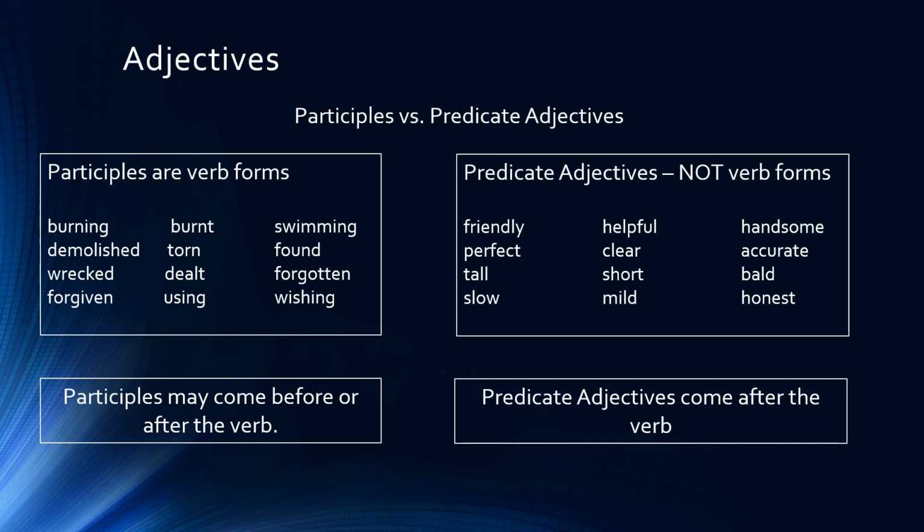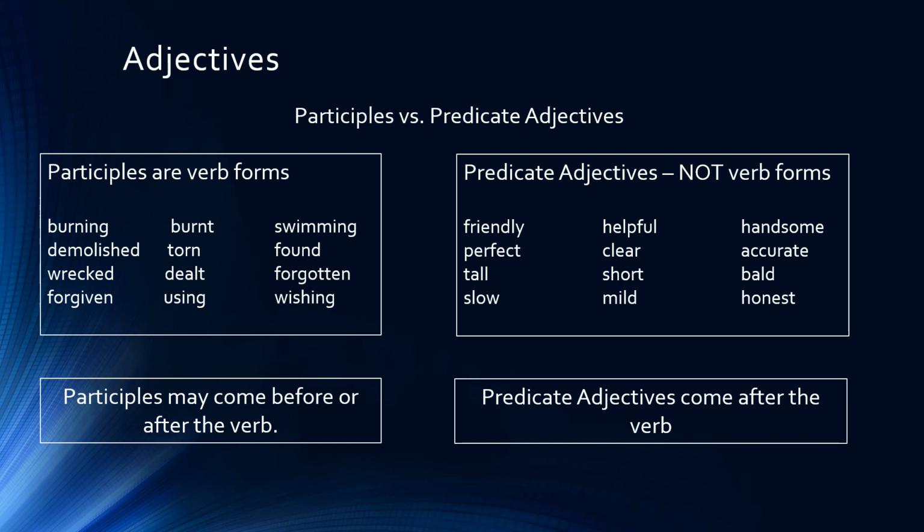In these two charts, I have a list of participles and predicate adjectives. Now you can see that participles are verb forms: burning, demolished, wrecked, forgiven, burnt, torn, dealt, using, swimming, found, forgotten, wishing. Now these are all participles, and participles may come before or after the verb. So please remember that. And then look at the other chart.